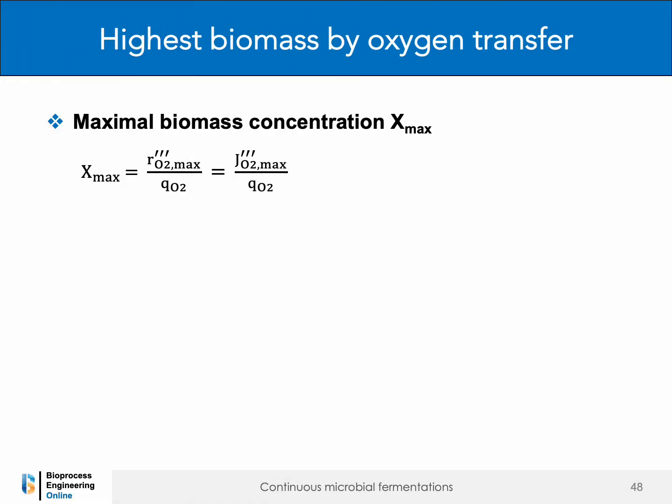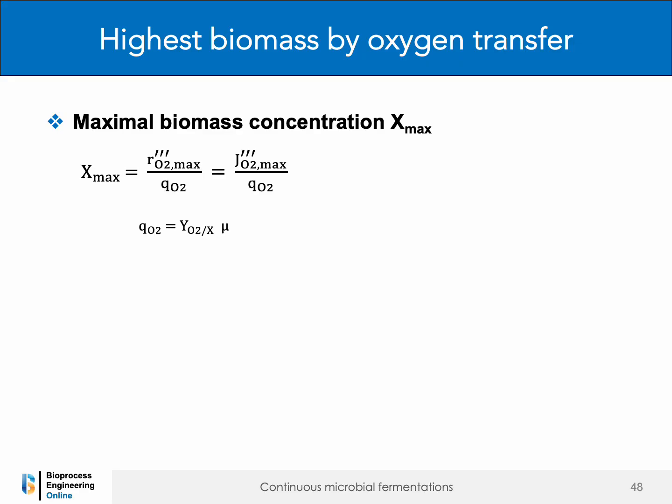The maximum attainable steady-state biomass concentration, X max, is determined by the ratio between the maximum allowable volumetric oxygen consumption rate and the specific oxygen consumption rate, QO2. Since the maximum oxygen consumption rate is equal to the maximum oxygen transfer rate, the maximal biomass concentration can be written as X max equals JO2 max divided by QO2.